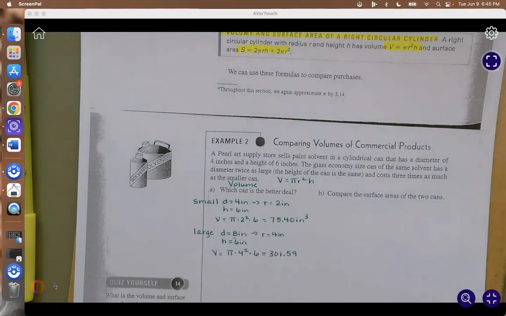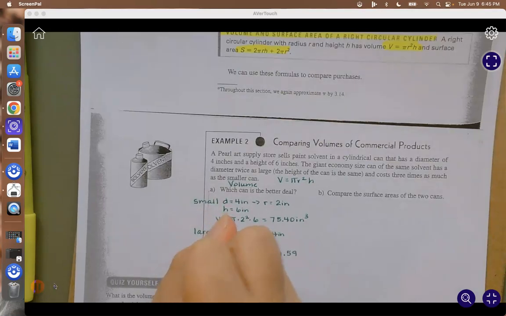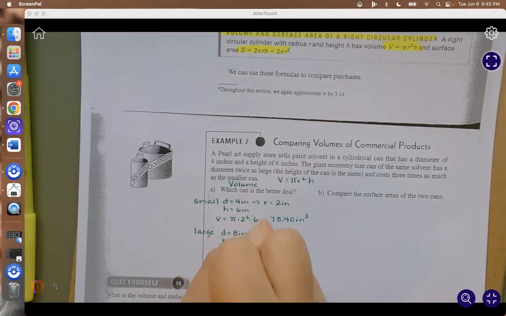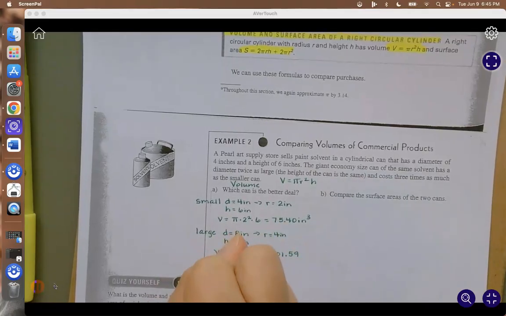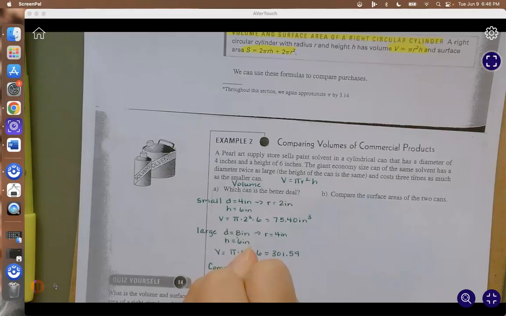Now, how much more is in the large can than the small can? It costs 3 times as much, so we need it to be at least 3 times as much as the small one for it to be a good deal, for the unit price. So we're going to compare size. We're going to do 301.59 divided by 75.40.